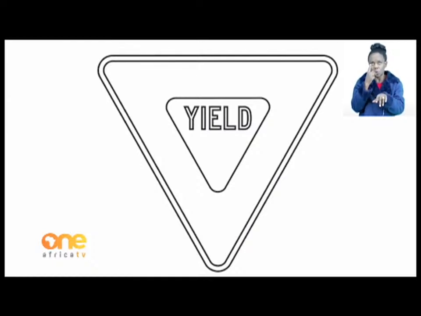The yield sign is also in red and white. I'd like you to please color the sign red and white. Make sure that when you are coloring, you are inside the lines as well, so that you can make it very clear. Let's move on to page 21.